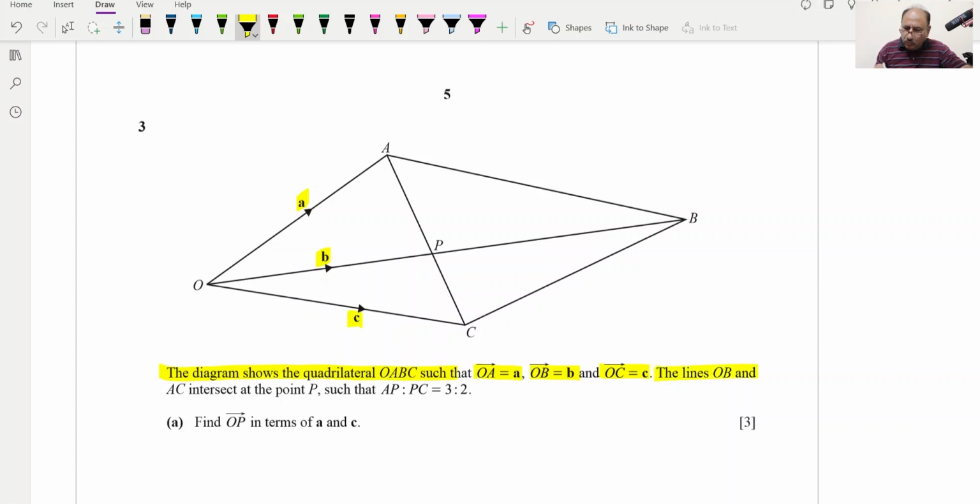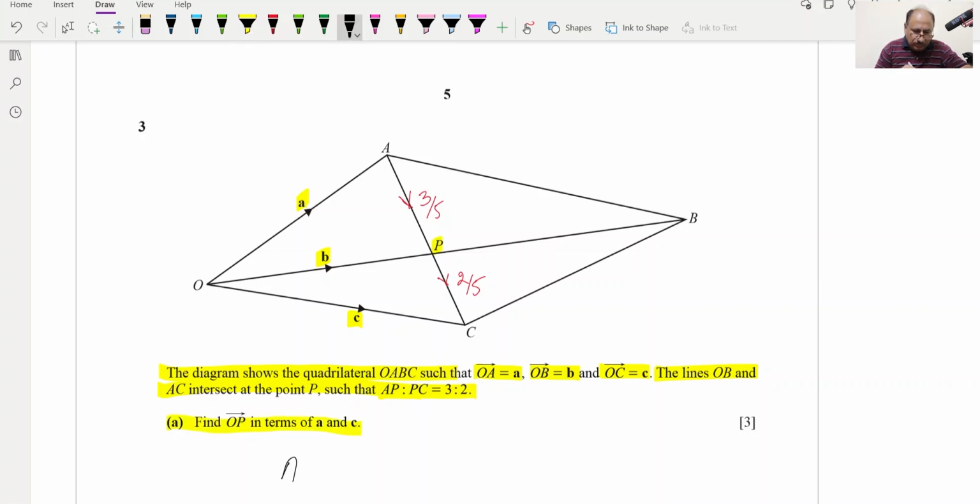The lines OB and AC intersect at the point P such that AP to PC is 3:2. So AP is 3 parts and PC is 2 parts, and total parts are 5. So 3/5 and 2/5 will be the portions. First of all, we have to find OP in terms of A and C.